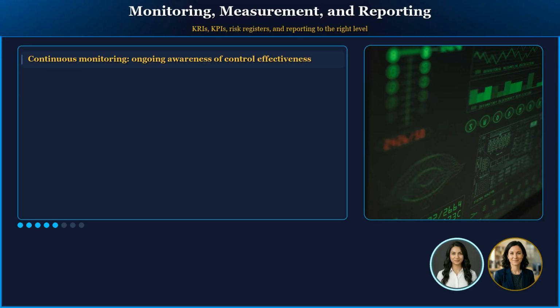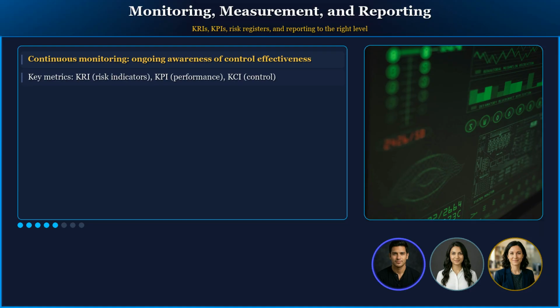Continuous monitoring is the bridge between assessments and real-time security awareness, where an assessment gives you a point-in-time snapshot. Monitoring gives you an ongoing view of how your controls are performing as the threat environment changes around them. The exam loves to test on the difference between KRIs, KPIs, and KCIs. A key risk indicator is a leading indicator. It signals that risk is increasing before an incident occurs. A key performance indicator measures whether security activities are executing. A key control indicator tells you whether a specific control is functioning as designed.